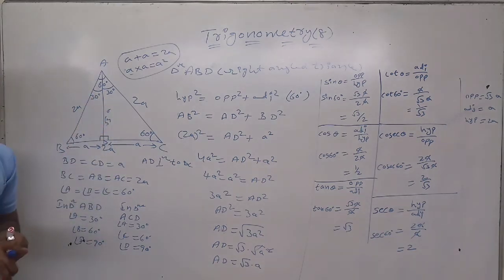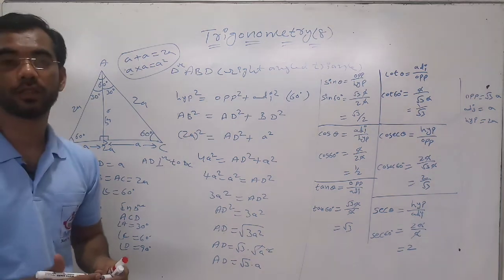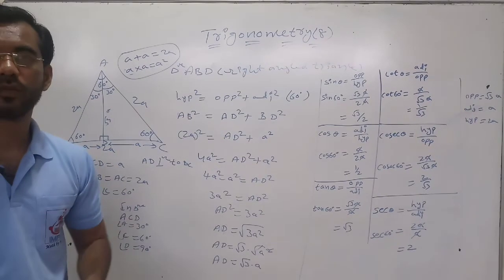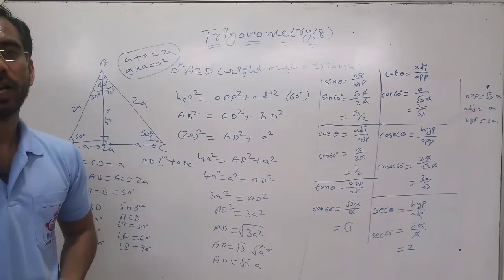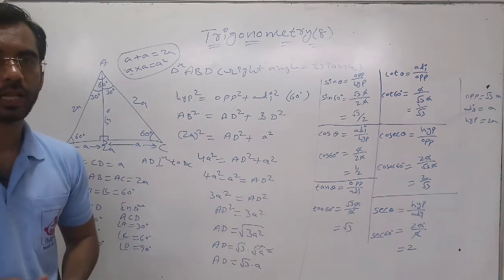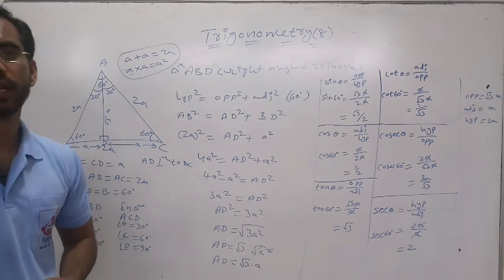Now we have completed 0 degrees, 30 degrees, 45 degrees, and today 60 degrees. In the next video we will go for 90 degrees. Up to 90 it is most important for 10th class. In the higher classes you will go for 180 and 360.